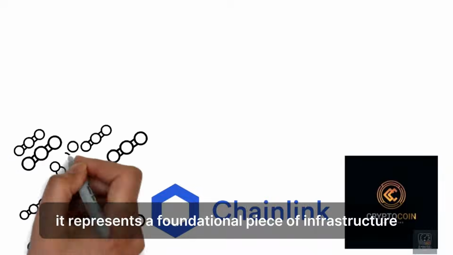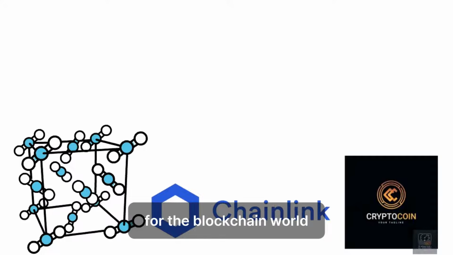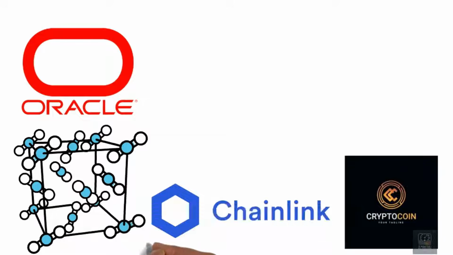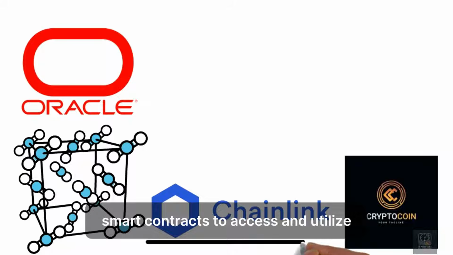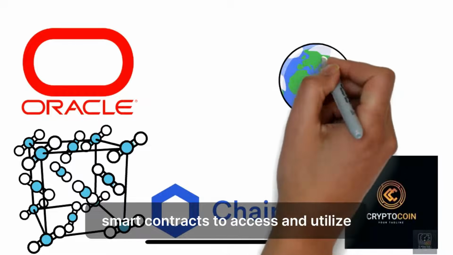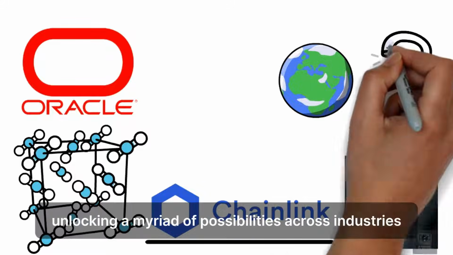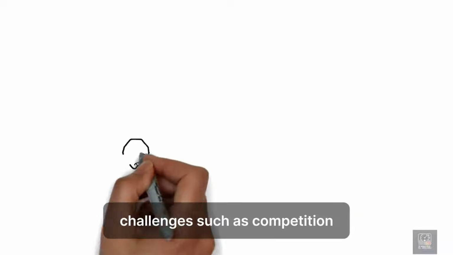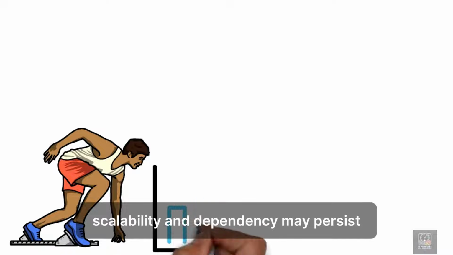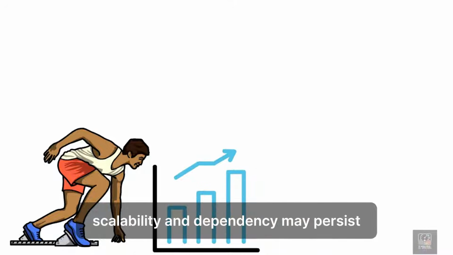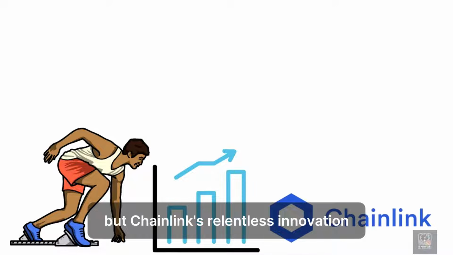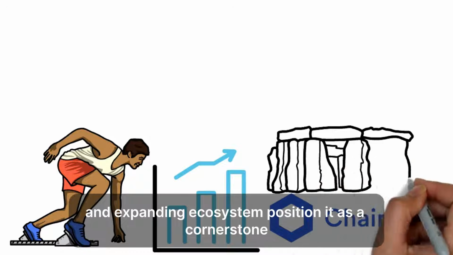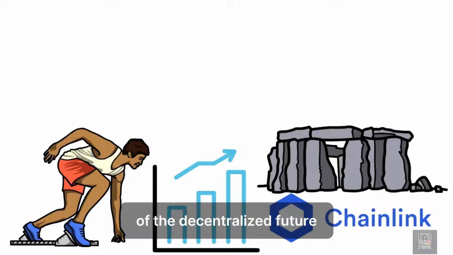In conclusion, Chainlink is far more than just another cryptocurrency project. It represents a foundational piece of infrastructure for the blockchain world. By addressing the Oracle problem, Chainlink is empowering smart contracts to access and utilize real-world data, unlocking a myriad of possibilities across industries. Challenges such as competition, scalability, and dependency may persist, but Chainlink's relentless innovation and expanding ecosystem position it as a cornerstone of the decentralized future.